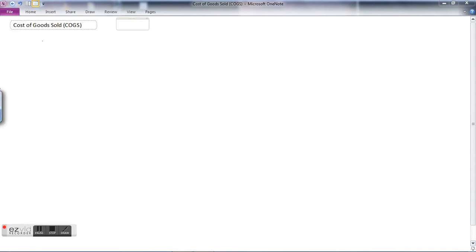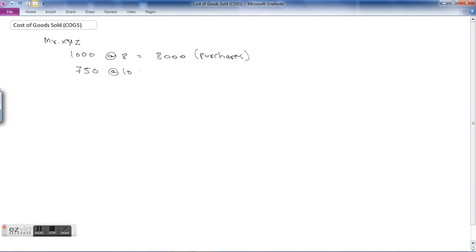Mr. XYZ starts a small business of selling chocolates. He purchases 1,000 chocolates at rupees 8 each. That makes it 8,000. So this is his purchases. And then, out of that, by year end he is only able to sell 750 chocolates at rupees 10 each. So that makes it 7,500.